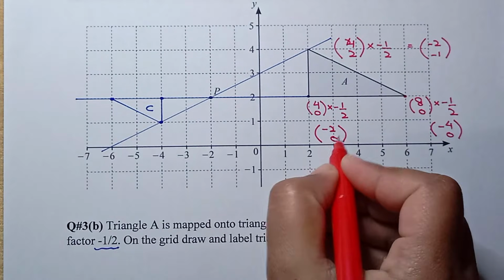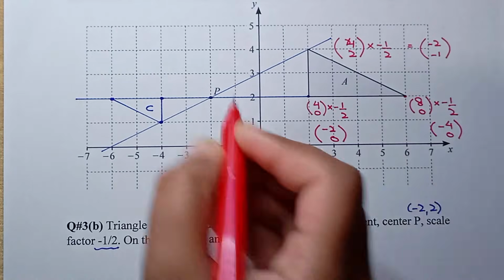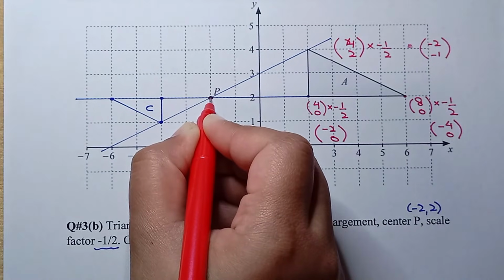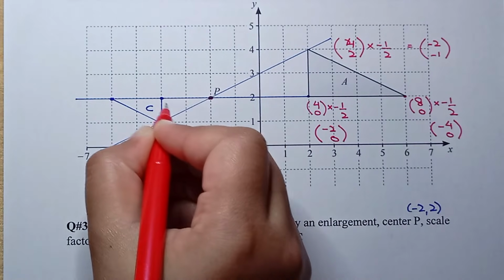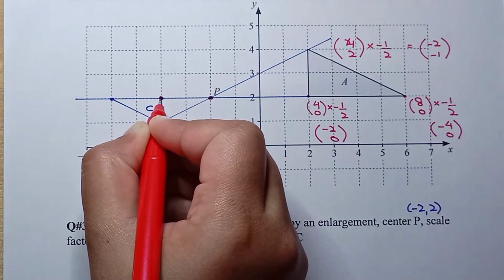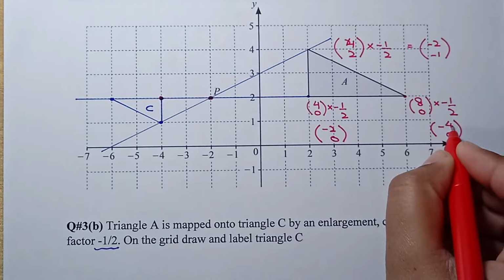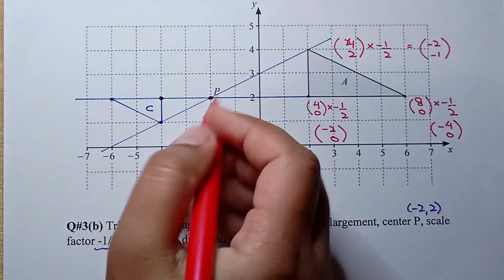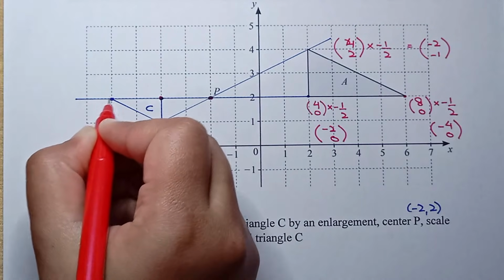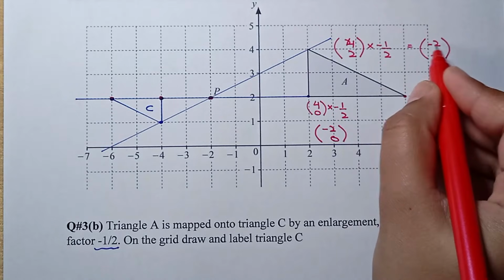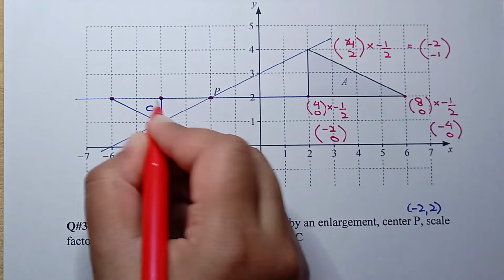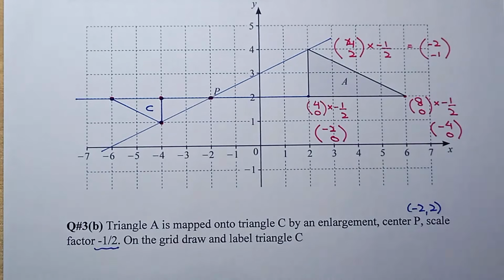Okay, now this point is (-2, 0). So from this center, we need to move 2 units to the left and 0 units up or down. So 1 and 2. We moved 2 units left and 0 up or down. We got the first point. Then (-4, 0), 4 units to the left, it means 1, 2, 3, 4. Now for this point, we have 2 to the left and 1 down. So these are the two ways to find the enlarged shape.